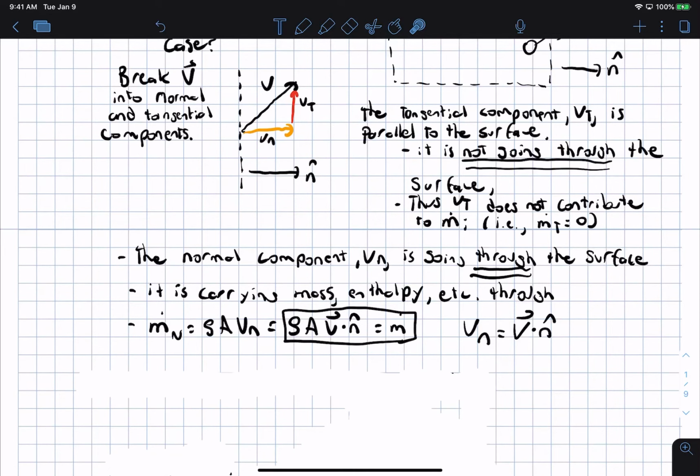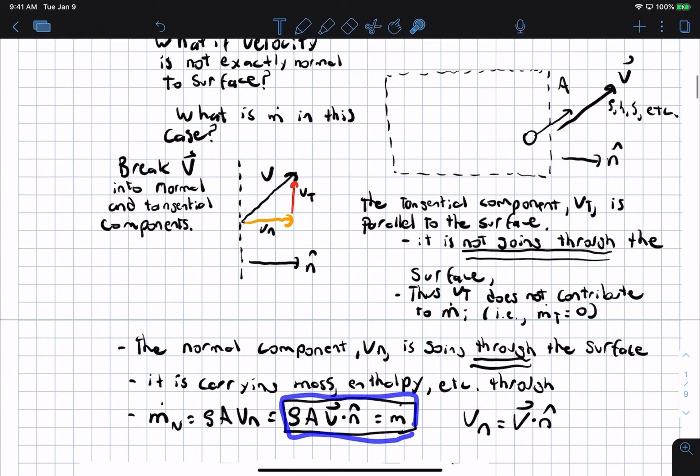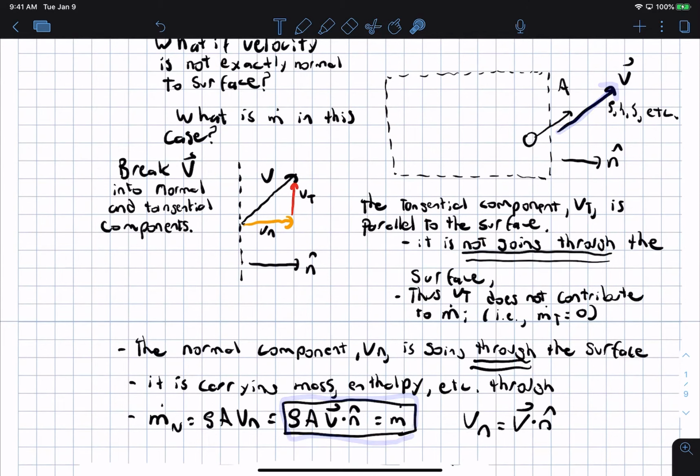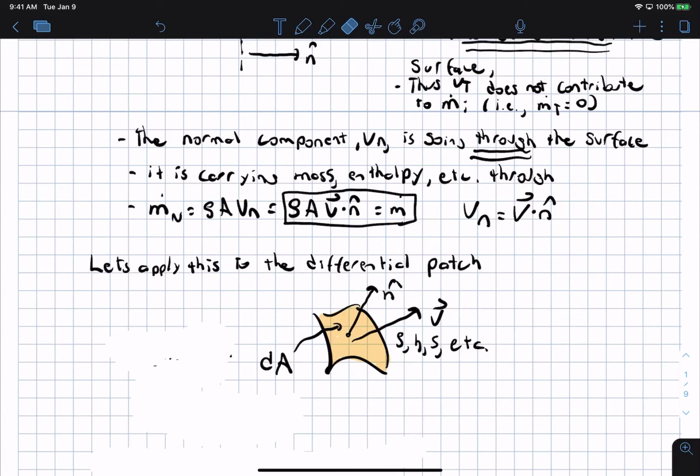But now we've implicitly assumed here, this is still not fully general, because we have considered what to do if the velocity is not aligned, but we have not considered what to do if there is a variation in the normal component of the velocity along the surface. It could be going fast here, and it could be going slow there. So how do we account for that? To do that, let's take this result and apply it to a differential patch. Very, very small patch, okay? And this is really the same picture that I had earlier.